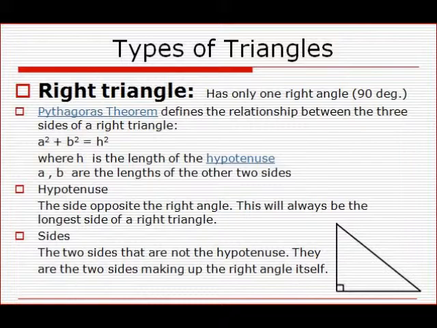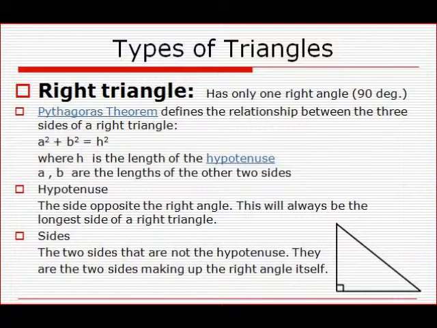For example, trigonometry concerns itself almost exclusively with the properties of right triangles. And the famous Pythagoras theorem defines the relationship between the three sides of a right triangle: a squared plus b squared equals h squared, where h is the length of the hypotenuse, and a and b are the other two sides. Some of the attributes of the right triangle.